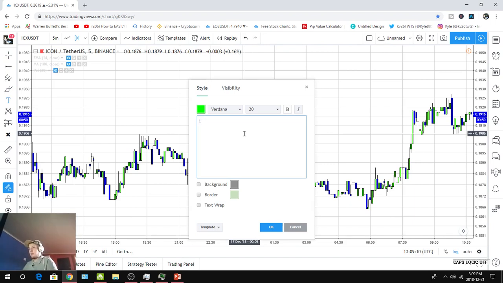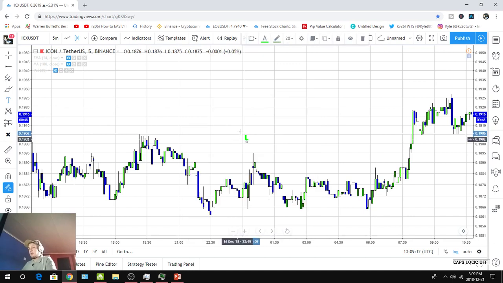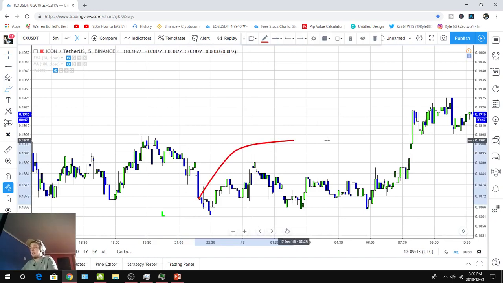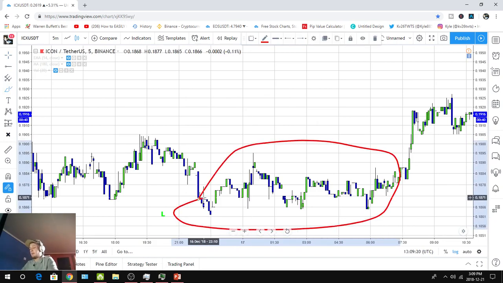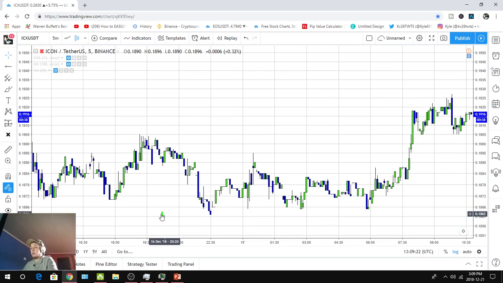Lows. Where's our first low where the market turned around? We're focusing on that picture. Where's our first low where the market turned around? The market turned around there. The market turned around there. The market turned around there. And the market turned around there, correct? We automatically identified our lows.